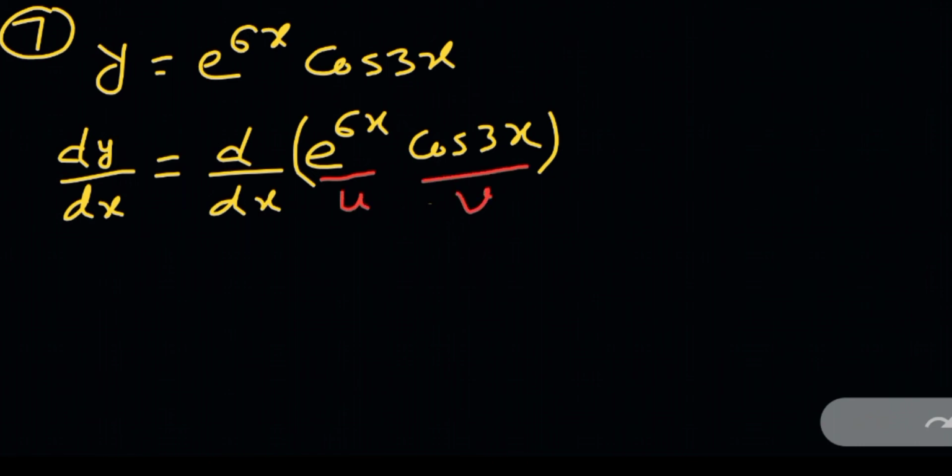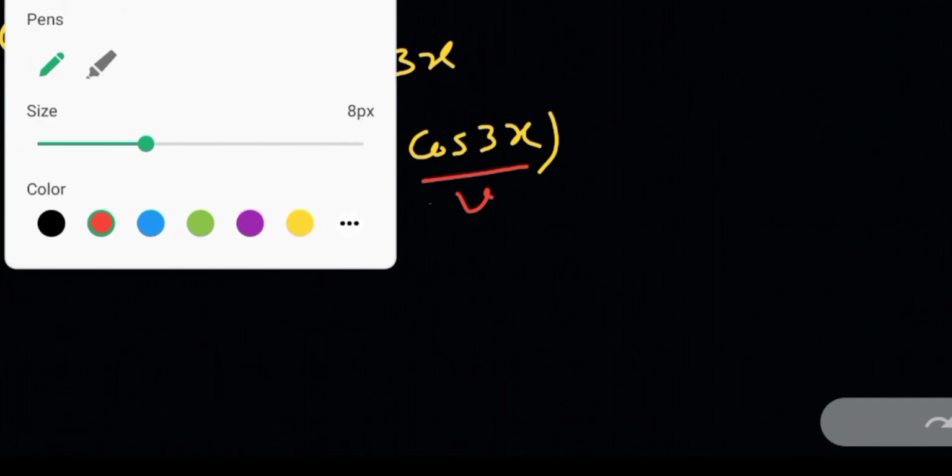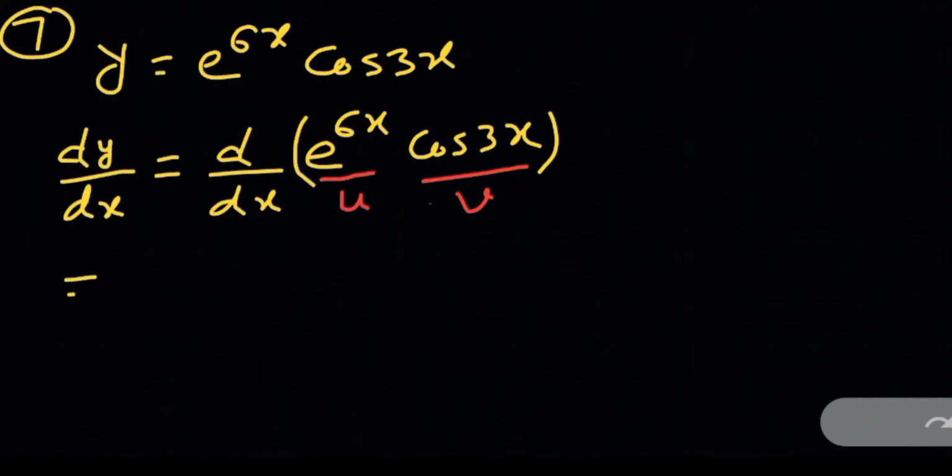If you don't remember the formula, write these formulas in your notes and try to recall. When you solve 2 or 3 questions based on this formula, the formula will be clear for you. Now I will apply the u into v formula. So u as it is, e to the power 6x as it is, and the derivative of cos 3x will be minus sin 3x, and then the derivative of 3x will be 3.